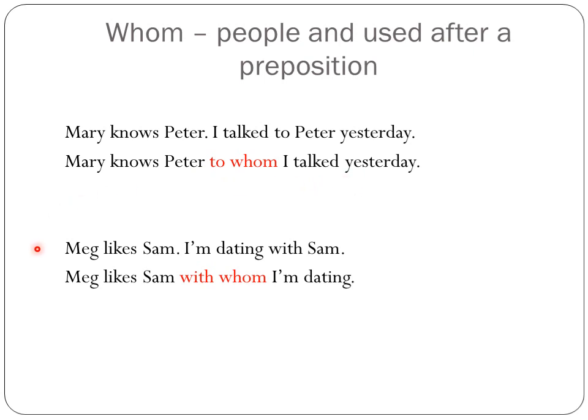Another example. Meg likes Sam. I am dating Sam. So Sam is repeated in both sentences. We are going to eliminate one Sam. Meg likes Sam, with whom I'm dating. So you see, whom is the relative pronoun, with is the preposition. So whom is being used after the preposition.